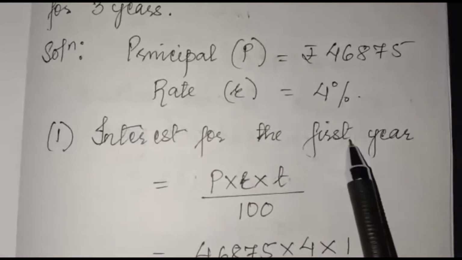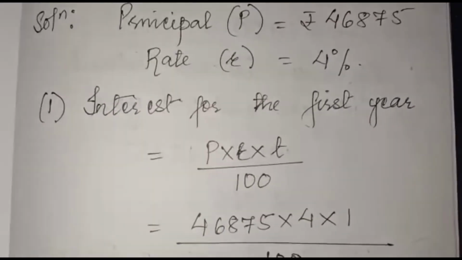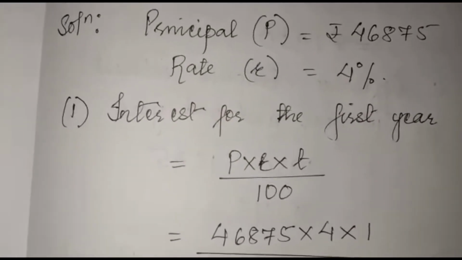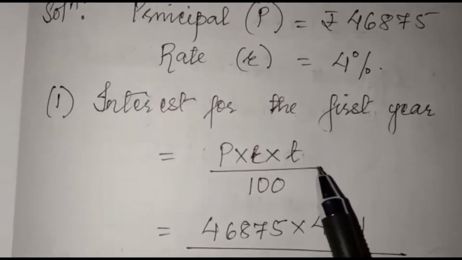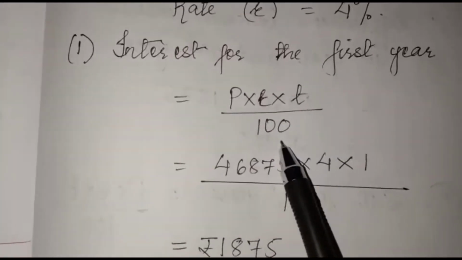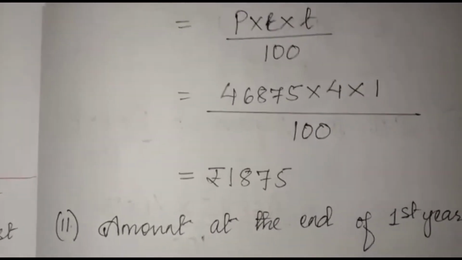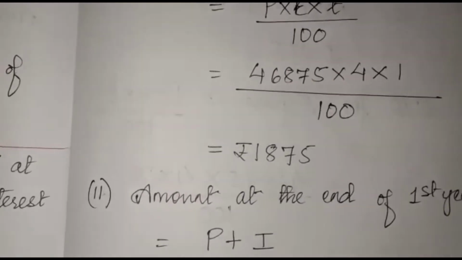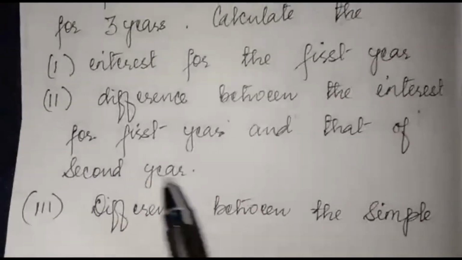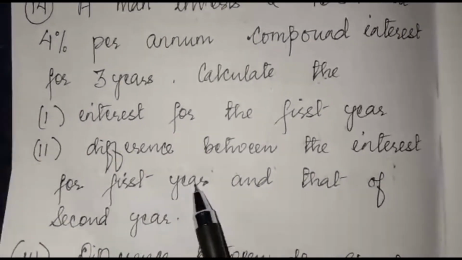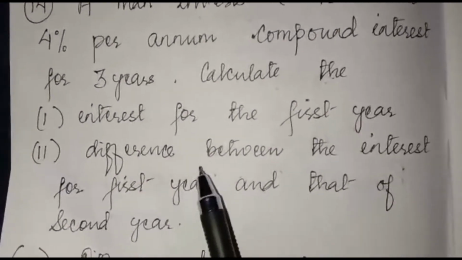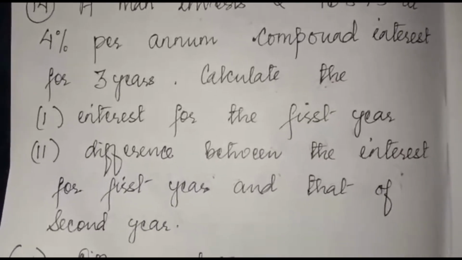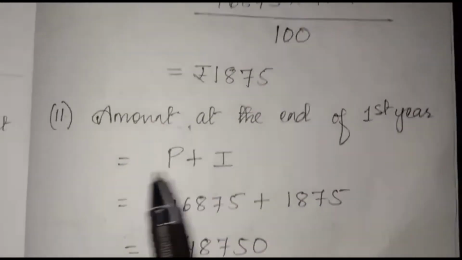Principal, rate. For the first year, I have already told that compound interest and simple interest are equal. So instead of using the compound interest formula, better we will use the simple interest formula, which is easy. PRT over 100. So put the values of P, R and T, it will be 1875. So this is the interest for the first year. Now next question is the difference between the interest for the first year and that of second year. So we already got the interest for the first year. Now we have to find interest for only the second year.